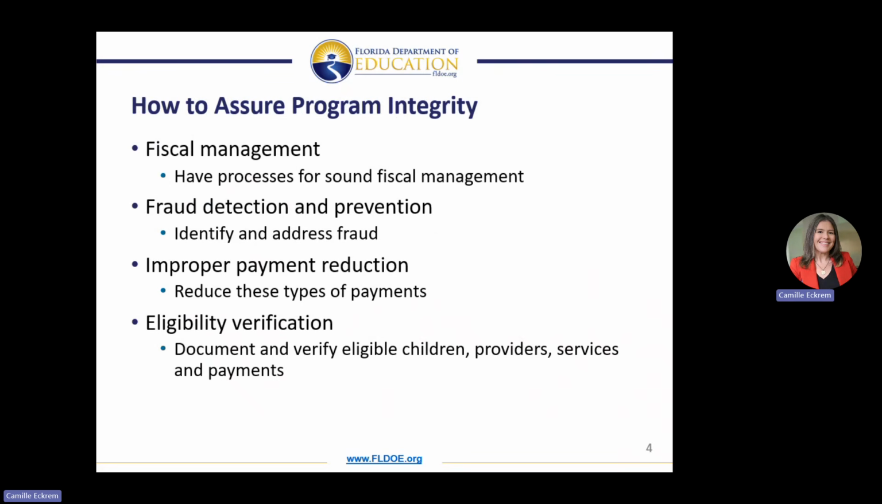Let's look at program integrity in more detail. There are 5 key elements. We'll begin with the 4 on this slide. How to assure program integrity. Fiscal management: have processes for sound fiscal management. Fraud detection and prevention: identify and address fraud. Improper payment reduction: reduce these types of payments. Eligibility verification: document and verify eligible children, providers, services, and payments.